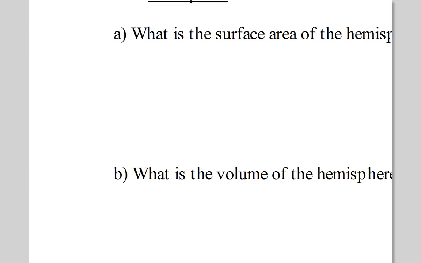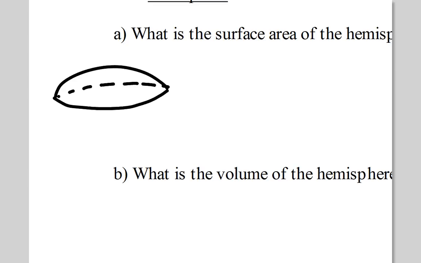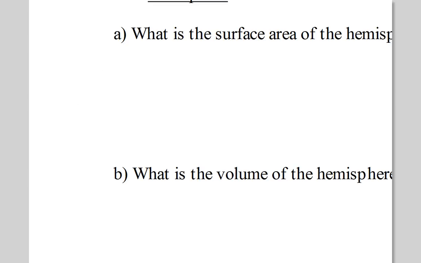Oh my gosh, how to draw this? It looks like a football. That's so bad. Yeah, half circle, okay. Beautiful.